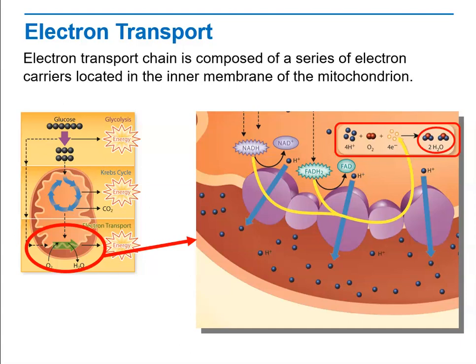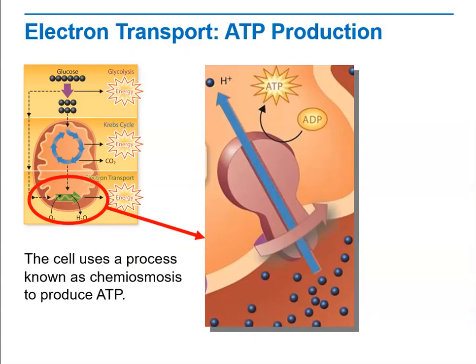How do electron carriers use the energy generated by passing the electrons down the electron transport chain? They use this energy to transport hydrogen ions across the inner mitochondrial membrane and into the intermembrane space. The inner mitochondrial membrane, this membrane here, contains enzymes known as ATP synthases.